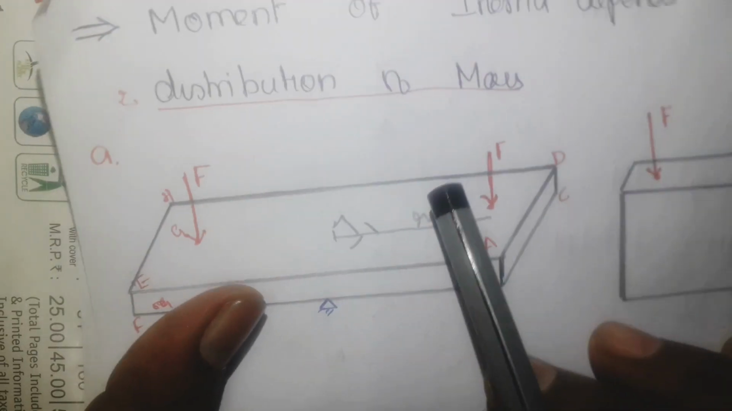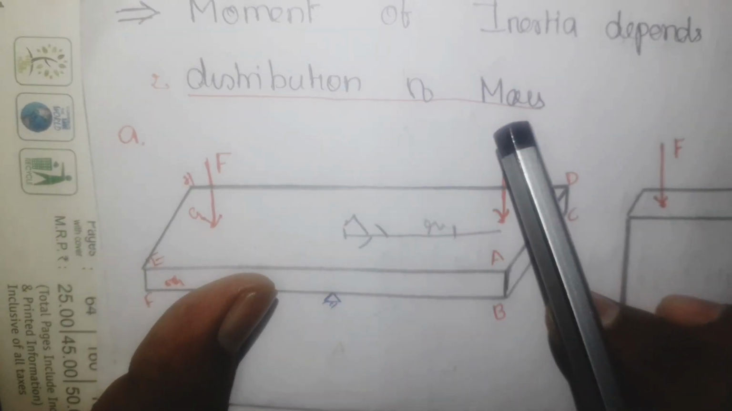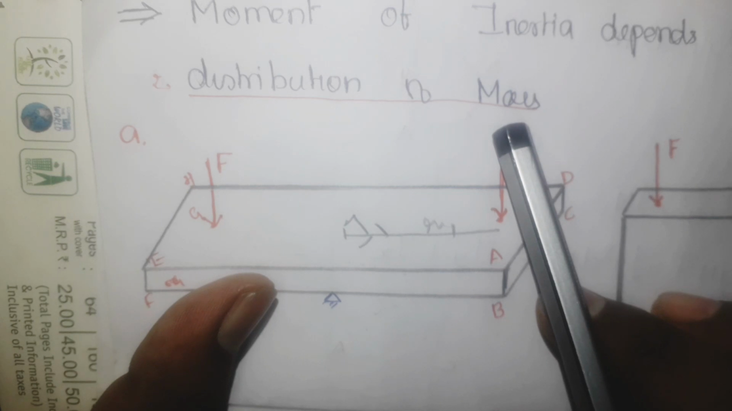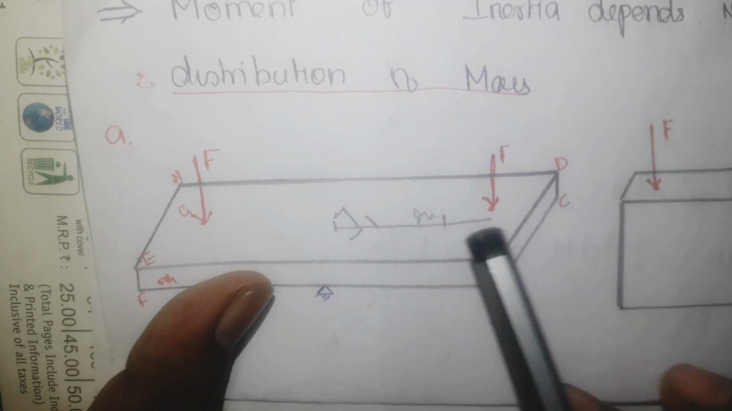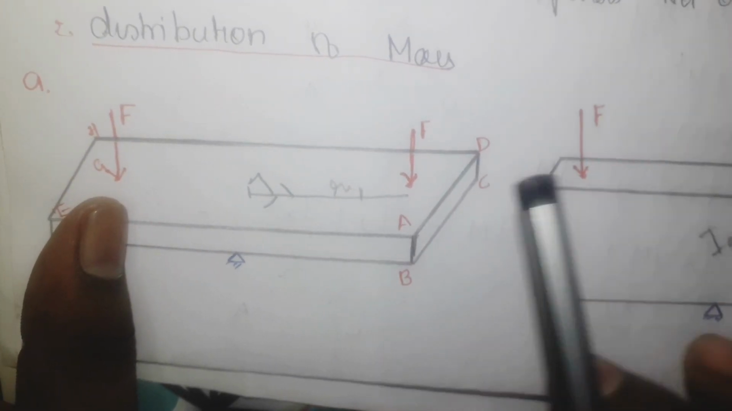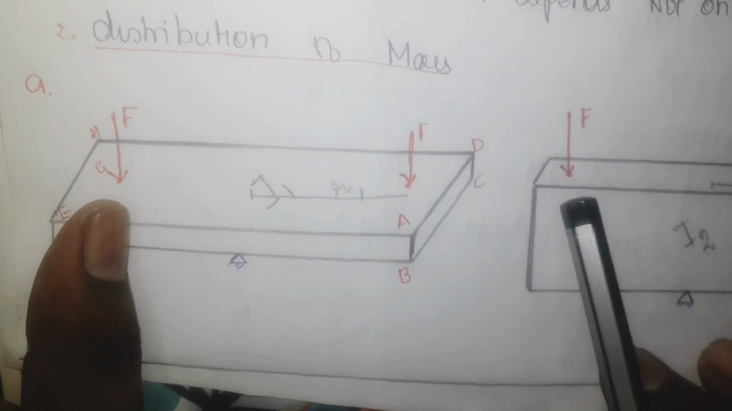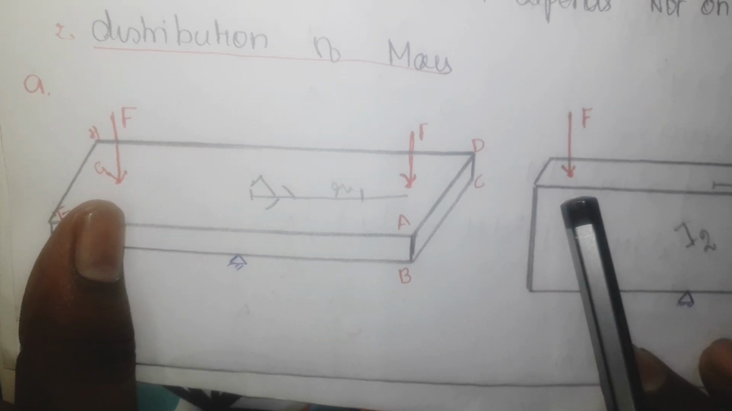So one thing is sure here, the distribution of mass. Distribution of mass is very important in the case of moment of inertia. Though the mass and r are the same, the two orientations will give you different moments of inertia. So this is also an important thing to note.